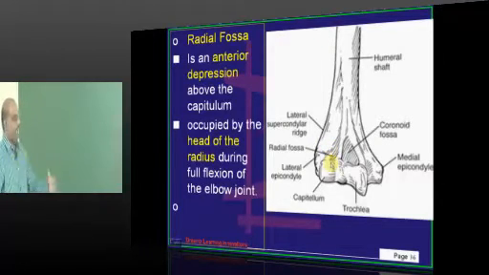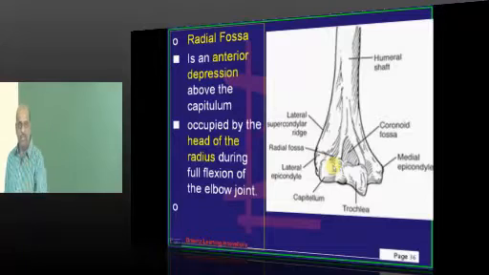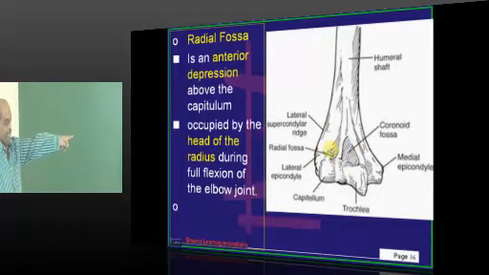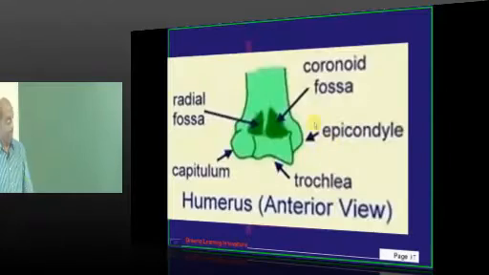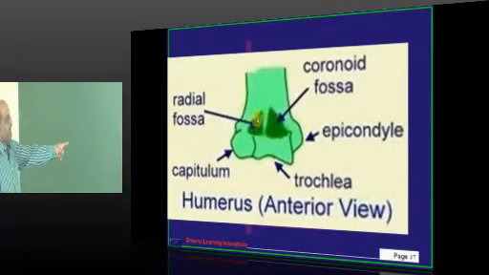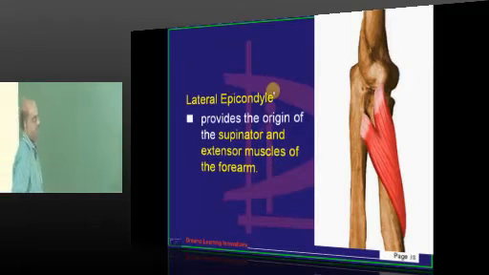So the head of the radius, whenever you flex the elbow joint, will come and fit and sit in the radial fossa. So this is a radial fossa, there is one coronoid fossa, this is the capitulum, and this is epicondyle basically, and this is the trochlea. So this is how we recognize.